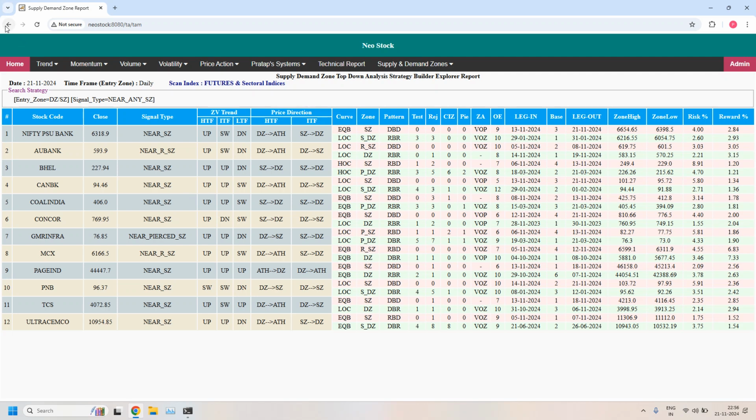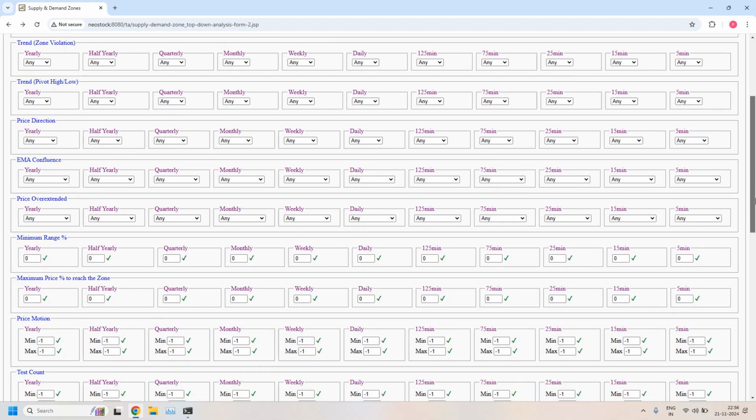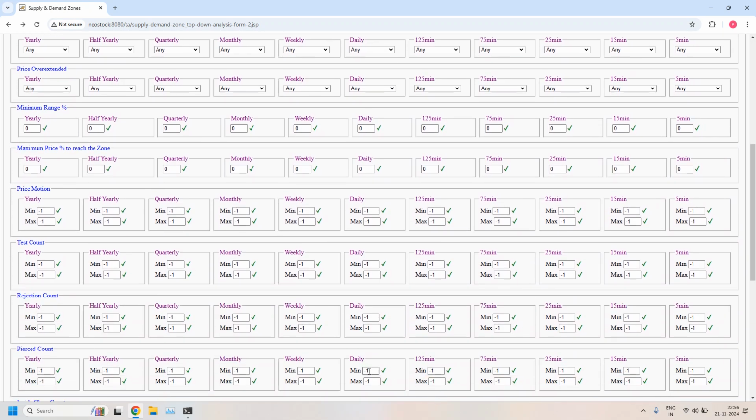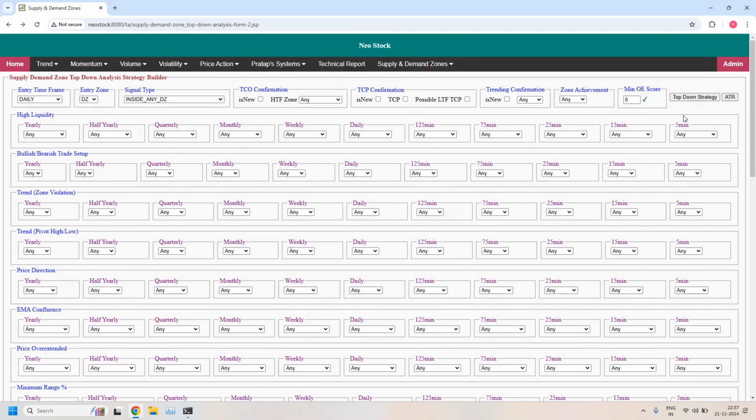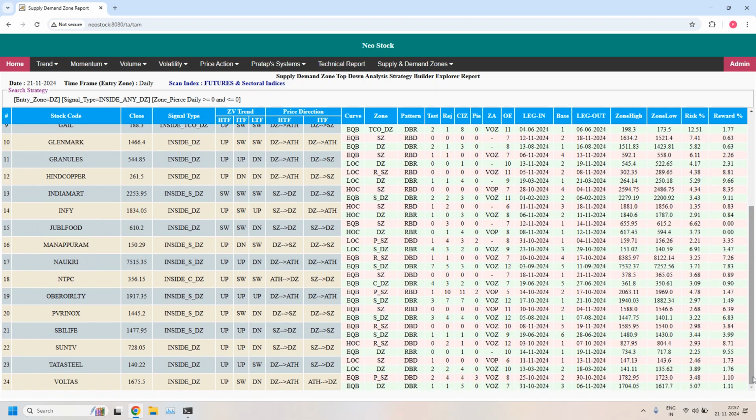Okay. Next, for daily time frame, price closed inside daily demand zones, and these daily demand zones should not be pierced. So in the pierced count, daily time frame, I am setting minimum value 0, maximum value 0. We got a good number of stocks. So these are the first 15 stocks in the list. I am scrolling the list down. So total 24 stocks are filtered.